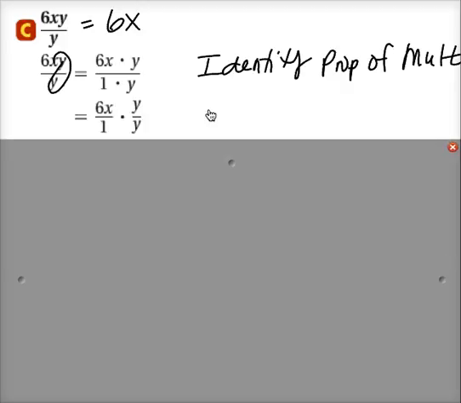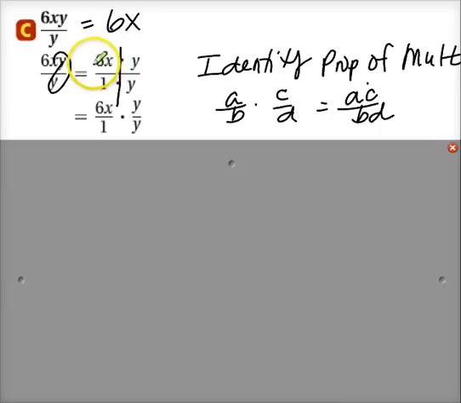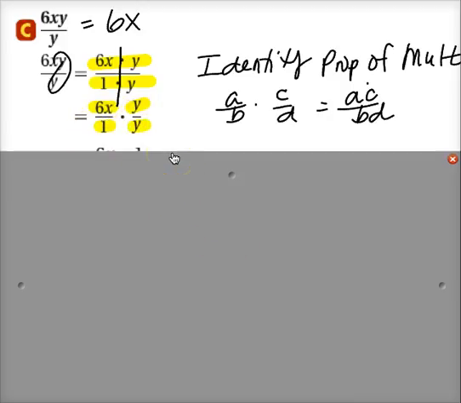All right, now all I did was I split these two into their own fraction. I can do that with the rule of fractions. A over B times C over D equals AC over BD, meaning 6xy is the same thing as 6x times y. 1y is the same thing as 1 times y. So I just rewrote those as separate fractions. You'll see why in a second.